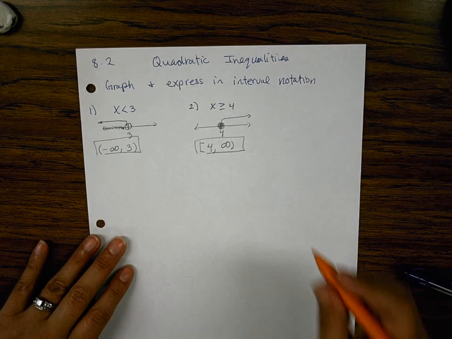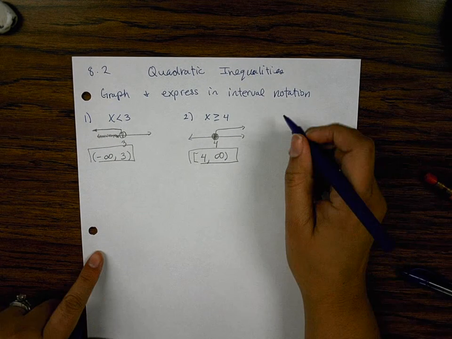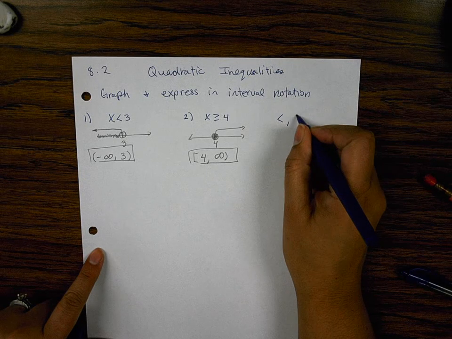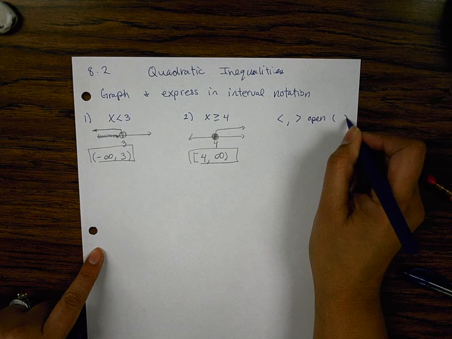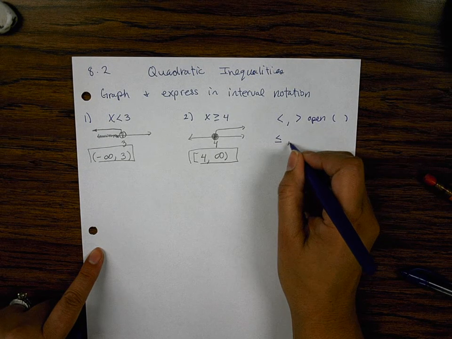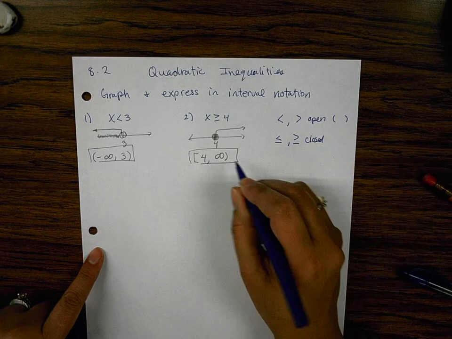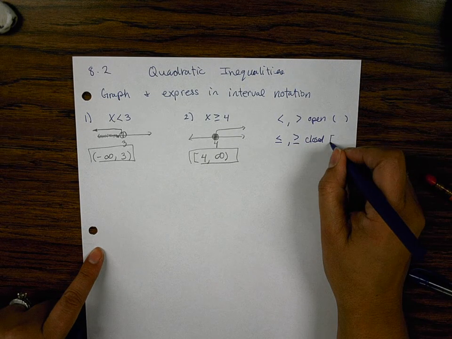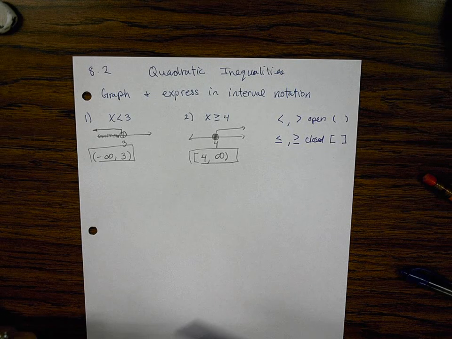All right, and just in case you've forgotten, I will write it over here on the side. If it's less than or greater than, it's going to be an open circle with parentheses in your interval notation. If it's less than or equal to or greater than or equal to, it's going to be a closed circle with brackets on your number line.